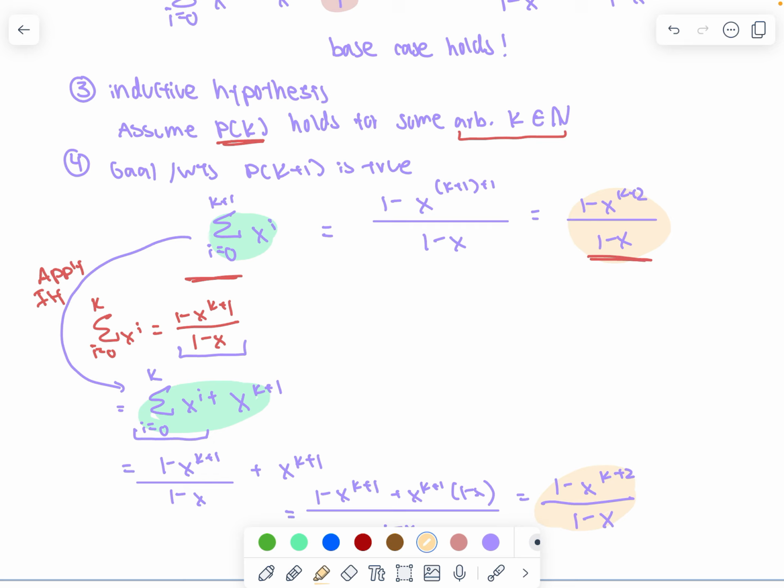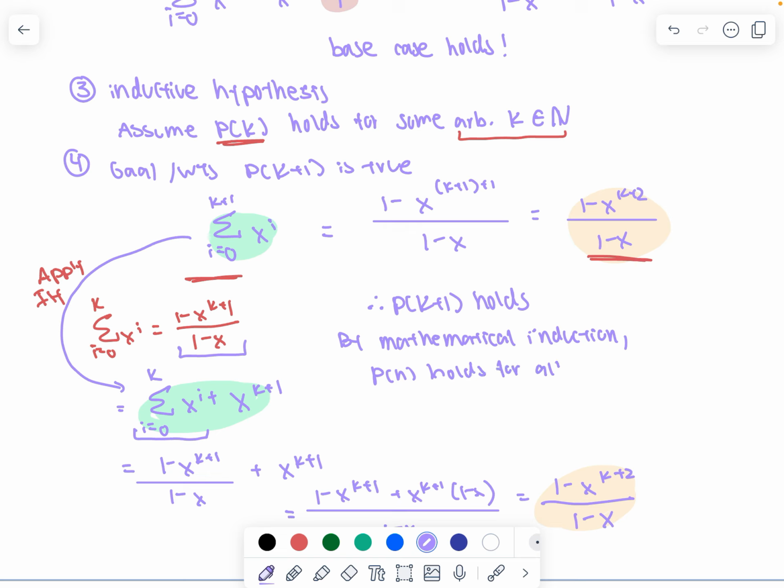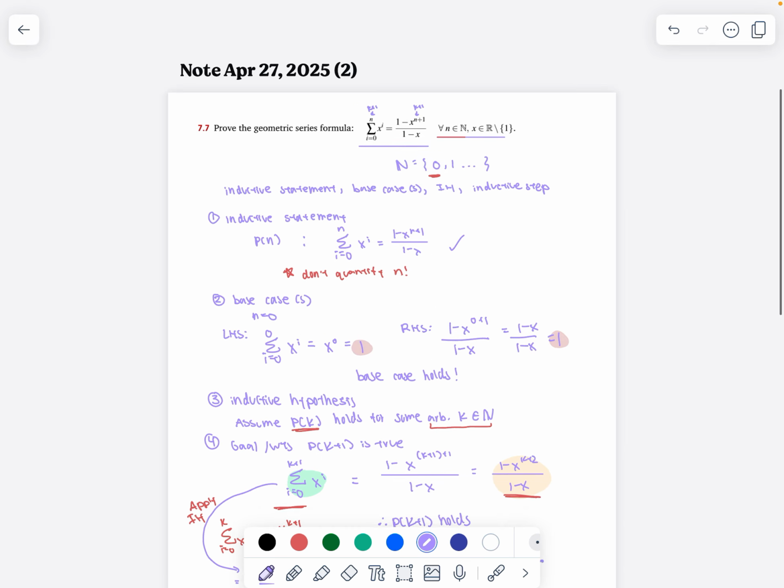So at this point, we've shown that our left-hand side and our right-hand side are equal for P of k plus 1, that is, that P of k plus 1 holds. And so this is the end of our proof. We've shown that our base case holds, and that after applying our inductive hypothesis, P of k plus 1 holds. And so by mathematical induction, P of n holds for all n in the set of natural numbers. Okay, that is the proof. Thank you.